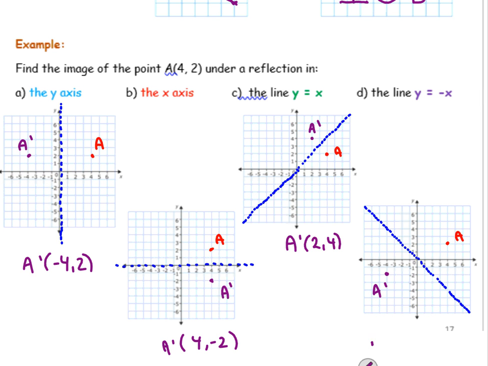A dash will be... hang on, have I done that right? Double check. Maybe not. Yep, so we went down by 2, across by 4, then we went down by 2, across by 4. Okay, I think that's right.